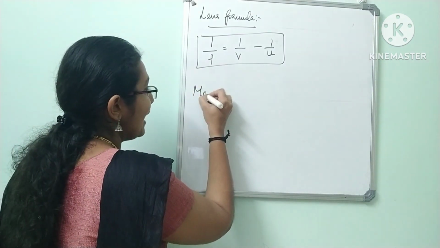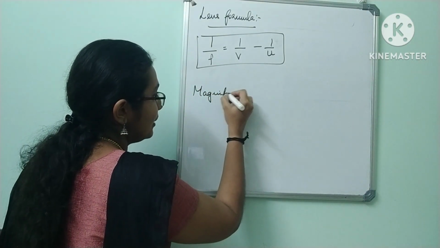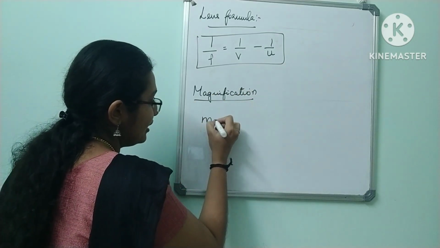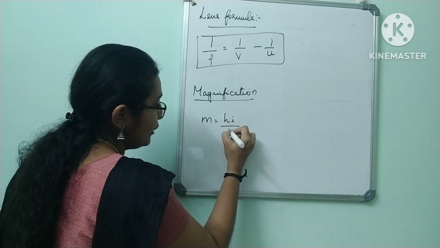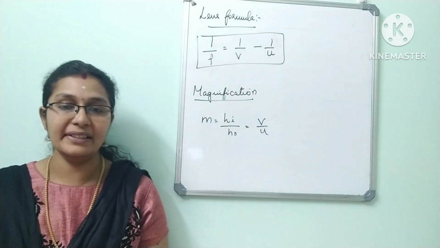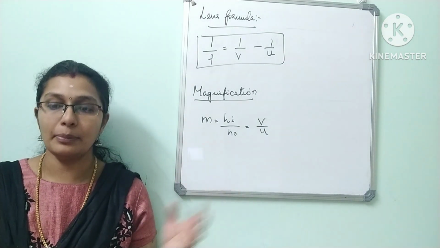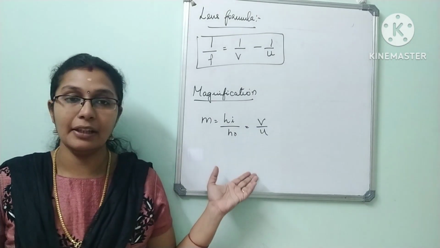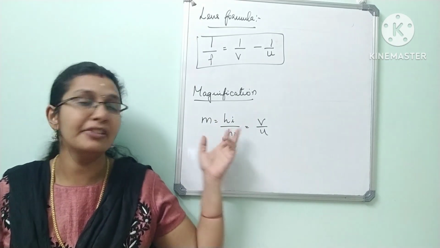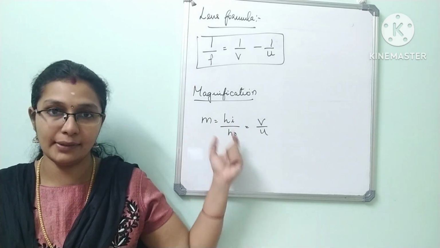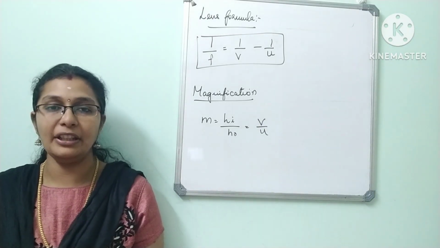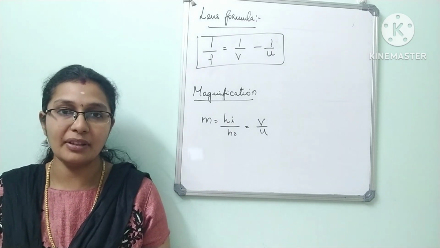Then we have something called magnification, which we explained in detail for mirror. The same applies here. So here magnification M is equal to Hi by H naught, which is equal to V by U. When you have questions related to magnification, the formula is Hi by H naught, which is equal to V by U. When you have magnification and height of image, you can find the height of the object using this formula. If they have given distances, you can use M is equal to V by U. Any formula you can use, substitute the values and find the answer.